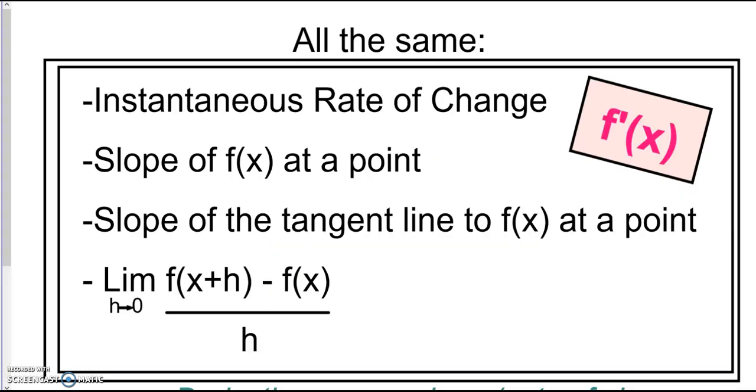These are all the same as well. What is a derivative? It's the instantaneous rate of change. It's the slope of f of x at a single point. It is the slope of the tangent line to f of x at a point. And then here we have the derivative definition, the limit as h approaches 0 of f of x plus h minus f of x over h. So again, this is the difference quotient.